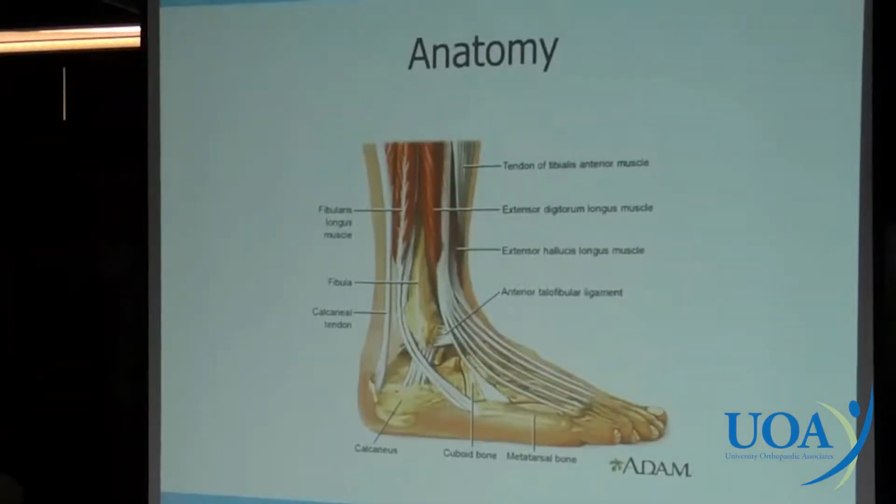The anatomy is very straightforward. You're all familiar with it, I'm sure, with the anterior talofibular ligament being identified in the picture there, and the calcaneofibular ligament being from the end of the fibula down to the calcaneus, which goes right across the subtalar joint.